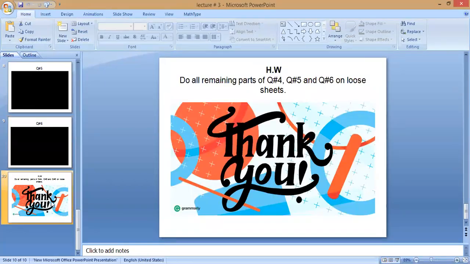Okay, students, now your homework is question number 4, question number 5, and question number 6, the remaining parts. You will do the remaining parts on loose sheets, and your writing should be neat. If you want to do it in your notebooks, then you can, it's your choice, but your writing should be neat.